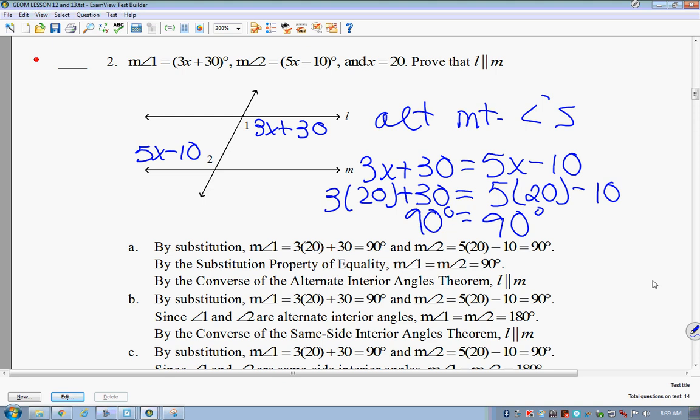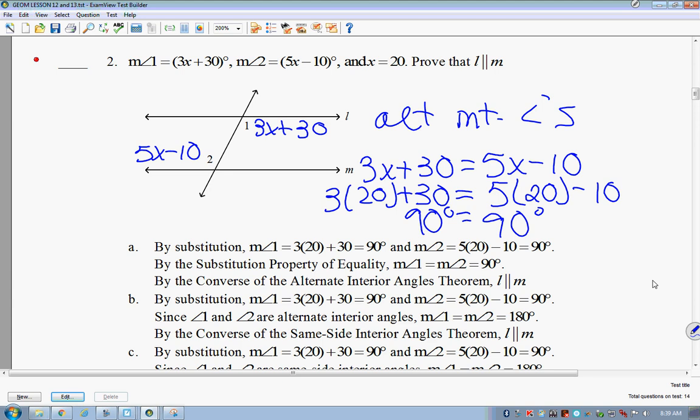Okay. All right, so let's look down through here. We should be getting 90 to 90, right? We seem to get that with the first one by substitution. Let's see, we see by the substitution property of equality, measure angle 1 equals measure angle 2 equals 90 degrees. By the converse of the alternate interior angles theorem, L is parallel to M. Does all that seem to be accurate and correct? Yeah. Should be. Okay? Because we definitely want the converse because we are proving that the lines are parallel. We don't know that the lines are parallel, so we're going to use the converse.